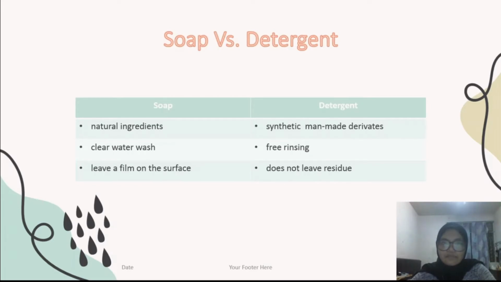Soap leaves a film on the surface where it has been applied if we don't use clear water to wash it. But detergent does not leave residue even if we don't wash it at all. The only thing soap and detergent have in common is that both are surfactants.